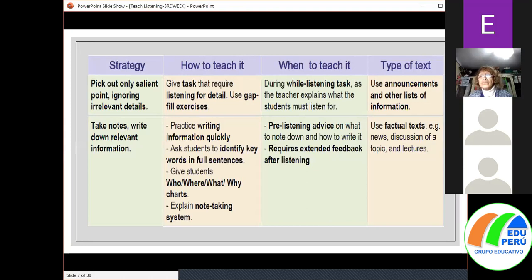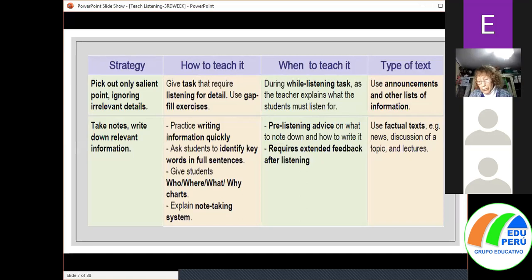When to teach it? Pre-listening advice on what the note done or how to write it, and requires extended feedback after listening, all right? So you must check, no, this is the feedback. So you must check with them if the notes were right or wrong, and then they are going to expand these notes into full sentences maybe, right? So this is when you're going to use this.